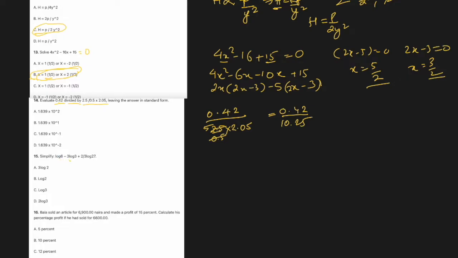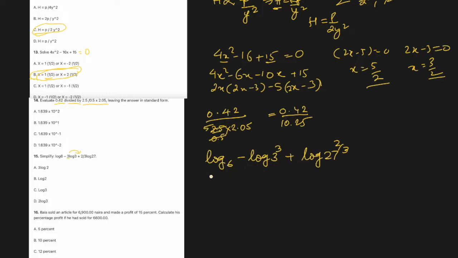Simplify log 6. Okay. If you want to simplify something, this 3 should not be there. So let's make it log 3 cube. Whatever is the coefficient becomes the exponent. That is logarithmic law. And same here, plus log 27 to the power 2/3. Now all are logs without any coefficient.